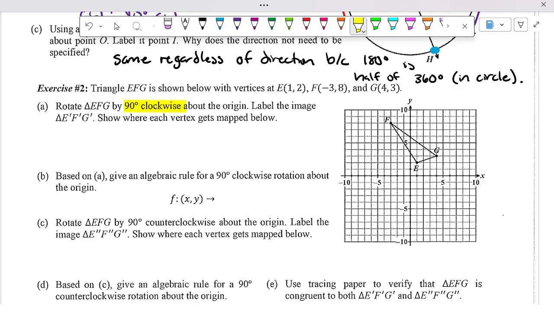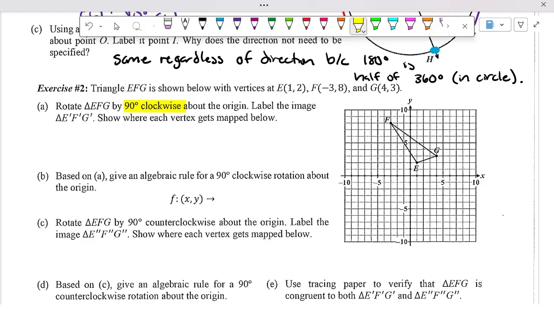So in other words, see if you can figure out where the points will end up. So again, let's do this together. All right. So we're going about the origin. I would even make a dot on your patty paper where the origin is, just so you know where it is. Right here. All right.